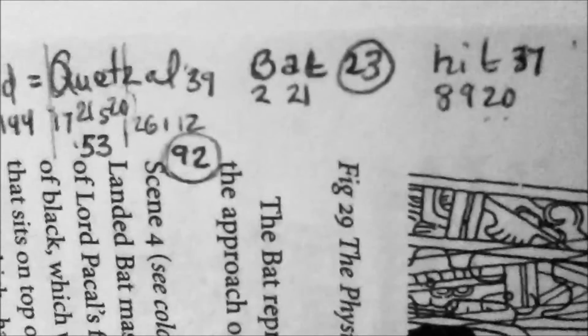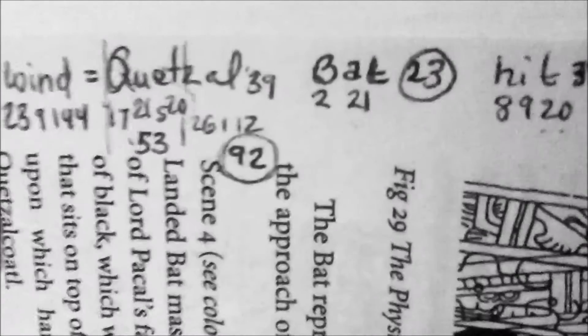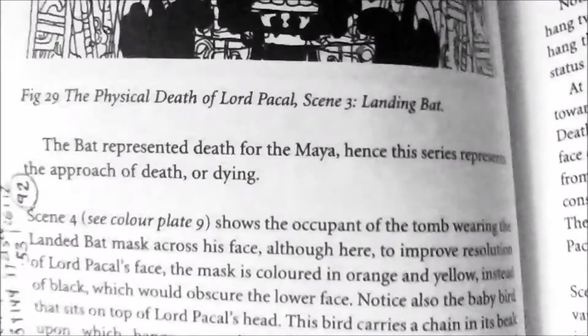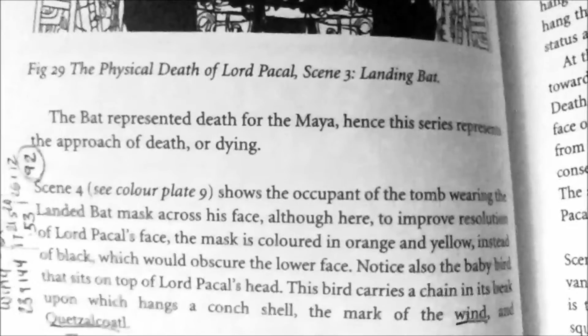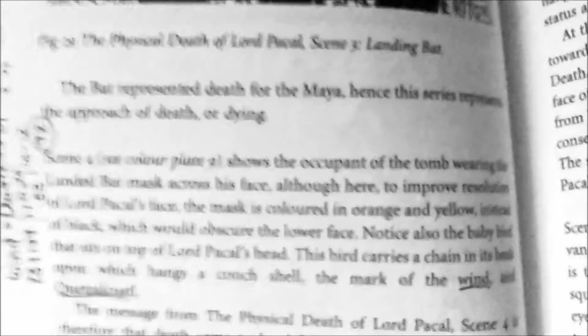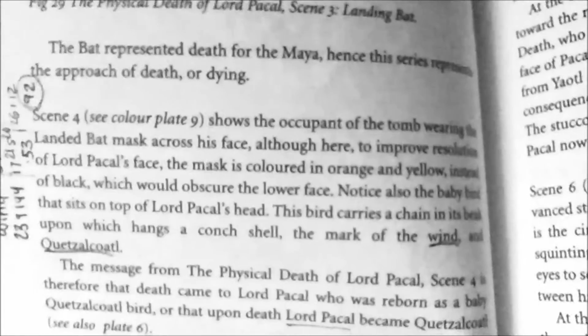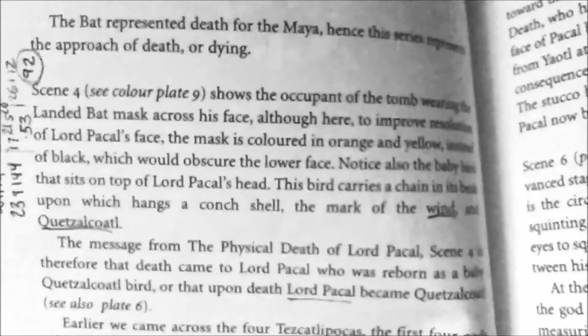Bat is their god of death. And so I was very interested to see that it was a 23. I didn't see any 9s having to do with their god of death. The bat represents death for the Mayan. And they show a series where a bat is approaching Lord Pacal. And from my other studies of ancient Mayan artwork, I do believe that Mickey Mouse is actually a bat god, and he's a death god.